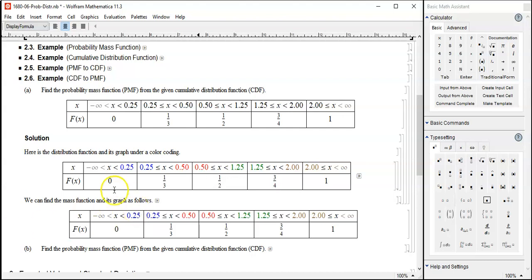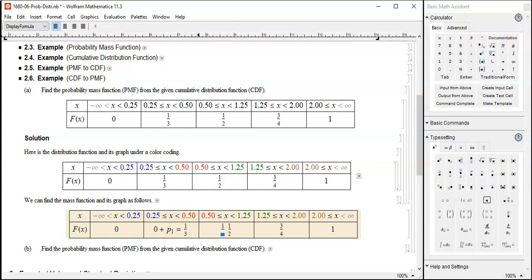Please remember, these are cumulative probabilities. So we start from 0 and we add something to get 1/3. And then from 1/3 we add something to get 1/2. And from 1/2 we add something to get 3/4. What am I talking about here? Here, this is 0 plus something. That has to be 1/3. And we are looking for this. What did I just add?